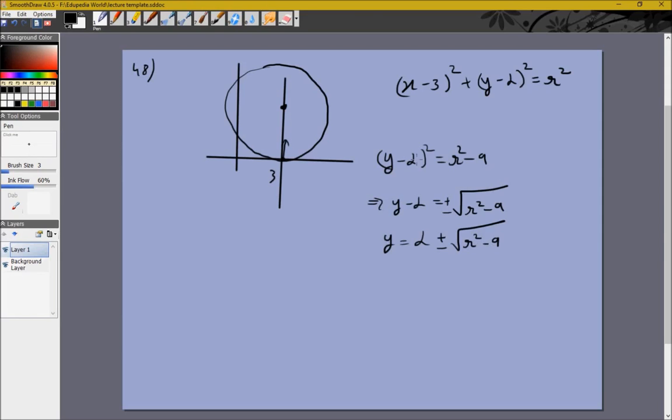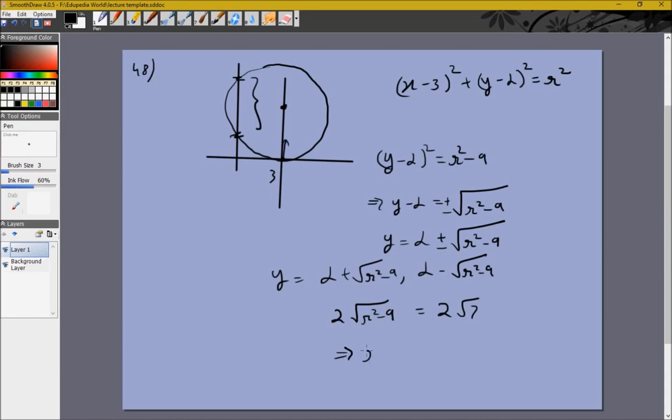Right, so y is either alpha plus root of r squared minus 9 or alpha minus root of r squared minus 9, these two terms. So what is the difference between them? That is this length. The difference is 2 root of r squared minus 9. Strangely, it does not depend on alpha. This is given to us to be 2 root 7, which means r squared minus 9 is equal to 7, which means that r is equal to plus minus 4.